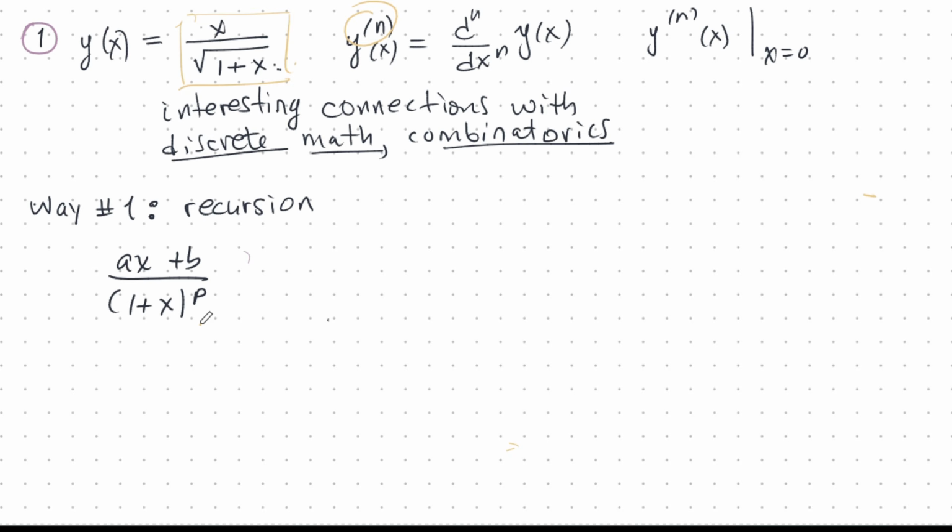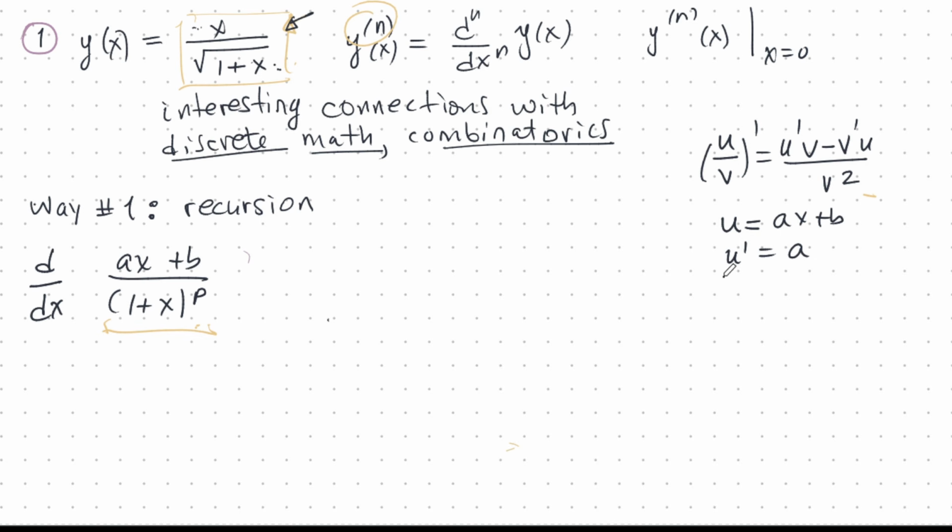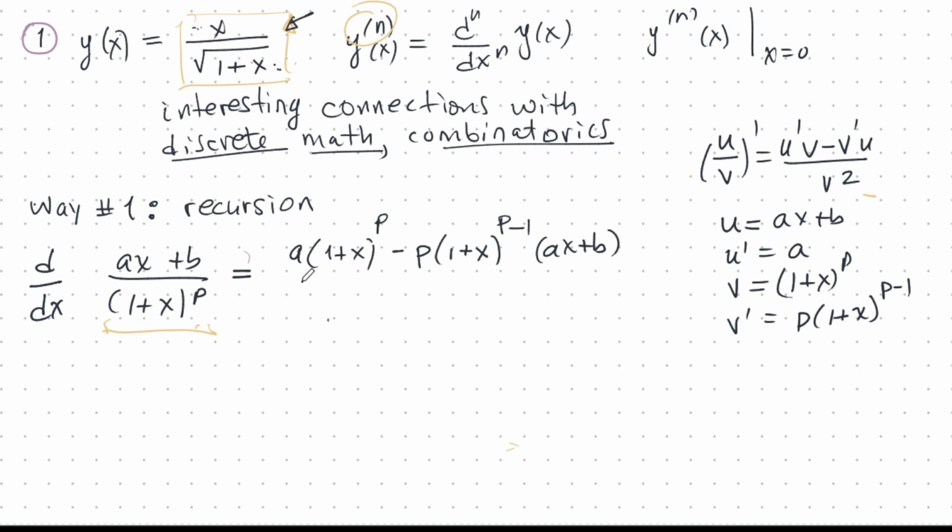Have a look at this expression. It's pretty much exactly the same thing as this, except a little bit generalized. I put a in front of the x, so a is 1 here, b is 0 here, and p is 1/2. I want to take the derivative of this thing. How can I do that? Well, I use the quotient rule: u prime v minus v prime u over v squared. U is ax plus b, and u prime is just a. What about v? That's 1 plus x to the power p. I plug all this in, and I get all this over 1 plus x to the power of 2p.